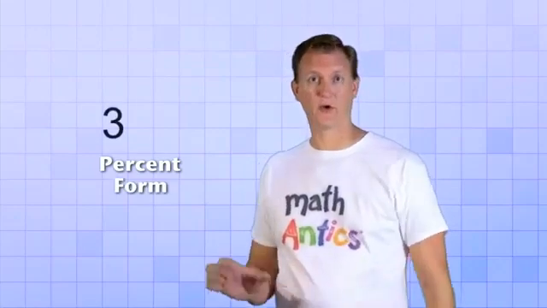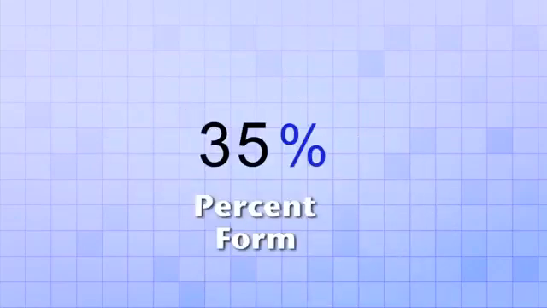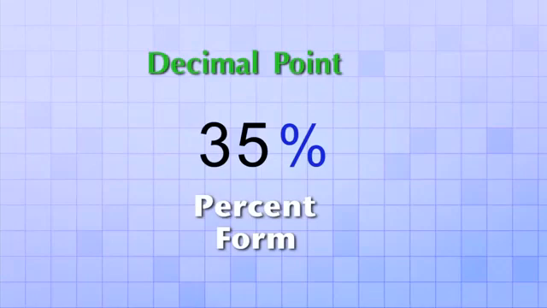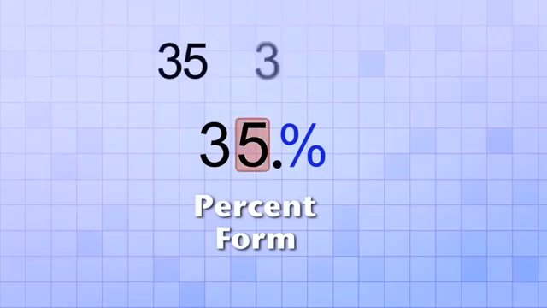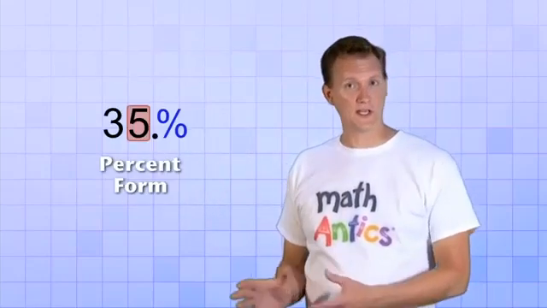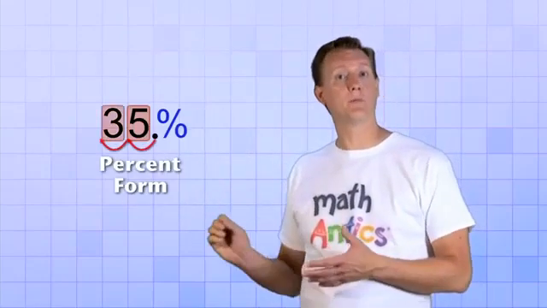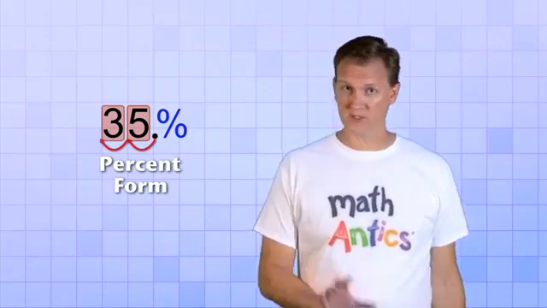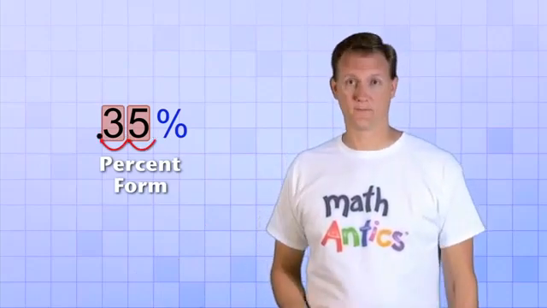First, you start with the number in percent form, like this, 35%. Next, you imagine where the decimal point should be in the number 35. It's not shown, but if it was, it would be right here next to the ones place. Now remember, 35 and 35.0 are the same value. Now that you know where the decimal point is, just move it 2 number places to the left, away from the percent symbol, and draw it in right there.